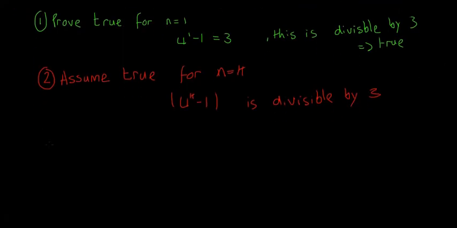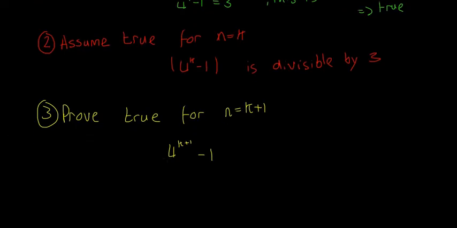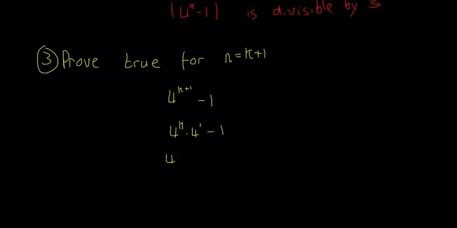Now, step 3 is we have to prove that it's true for n is equal to k plus 1. So now we're going to have 4 to the power of k plus 1 minus 1. What we're going to do here is break this up using indices. So that's going to be 4 to the power of k times 4 to the power of 1, minus 1. And the next step is going to be a little bit weird: 4 to the power of k multiplied by 3 plus 1, minus 1. Again, 4 is just 3 plus 1, so we're writing that in a different way. And then I'm going to multiply this out.